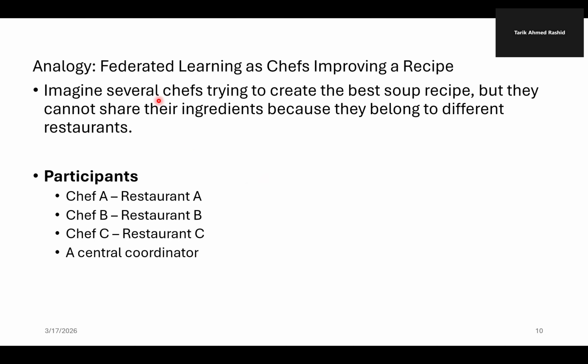I'll try to provide an analogy for this federated machine learning technique. For example, chefs improving a recipe. If we have many chefs, each one tries to create the best soup recipe, but they cannot share their ingredients because they belong to different restaurants. So participants: we have Chef A at restaurant A, Chef B at restaurant B, and Chef C at restaurant C, and so on. And we have one central coordinator.